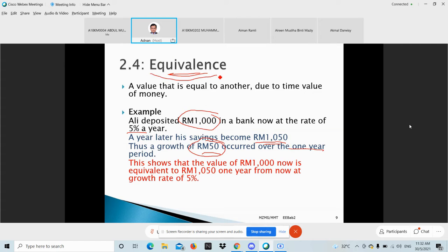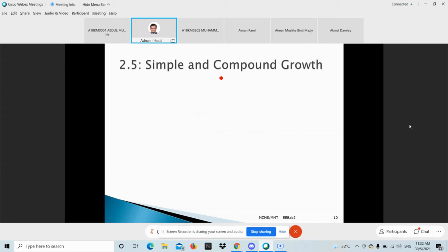Equivalent means kesetaraan. Simple and compound growth: we also need to understand what simple growth and compound growth are.